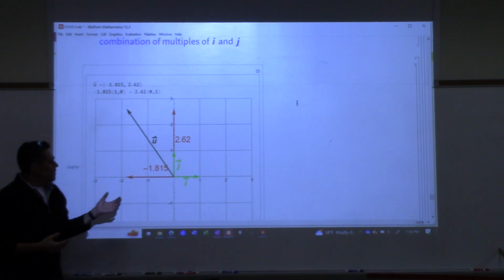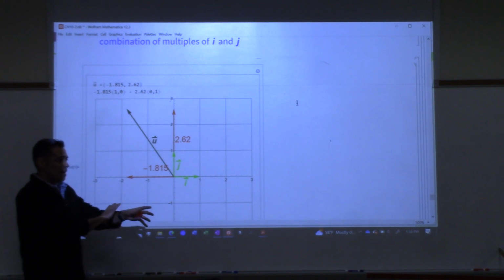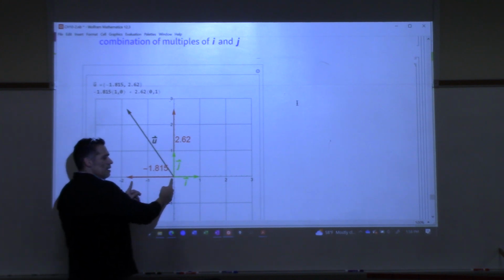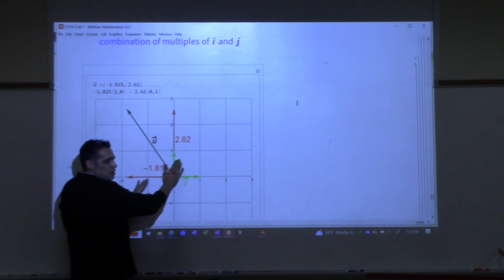So in linear algebra, have y'all gotten to that yet? No? You've taken the whole class, though, right? These are called basis vectors. They span the space. You can get to any vector from just these two vectors.